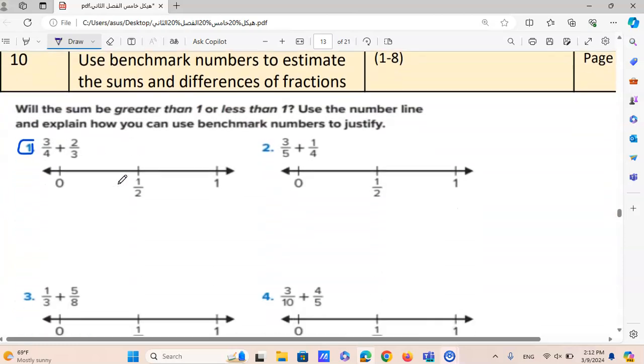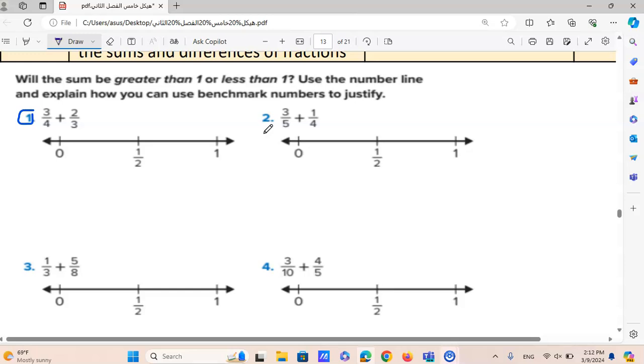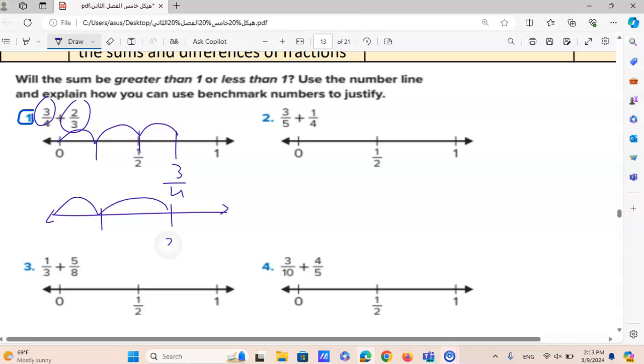Here, how to estimate using a benchmark. Here, one benchmark is not enough. I need to make another one because I have 2 fractions. Represent the first one. Divide it into 4 parts. 1, 2, 3, 4. Okay, move 3/4. This is the 3/4. The other one, I cut it into 3 equal parts. I move 2/3.